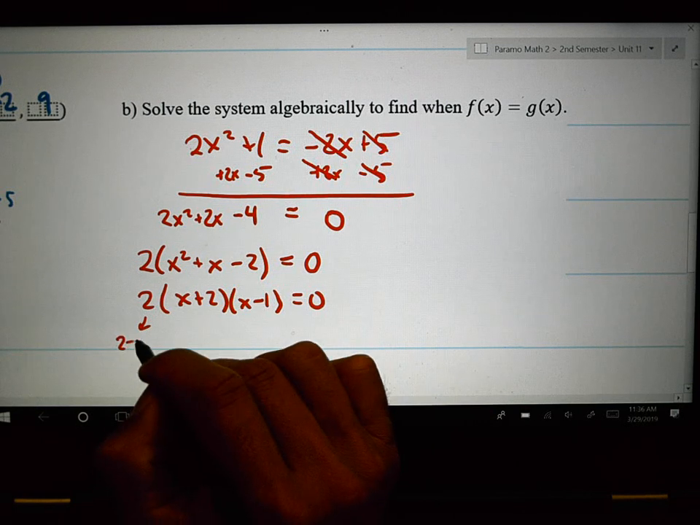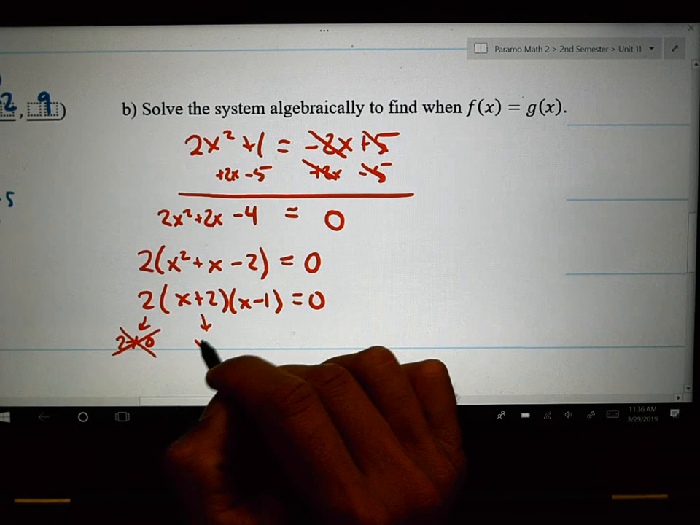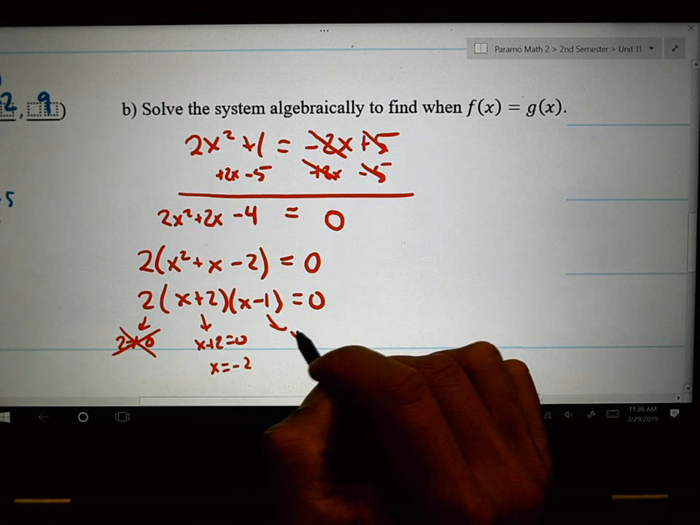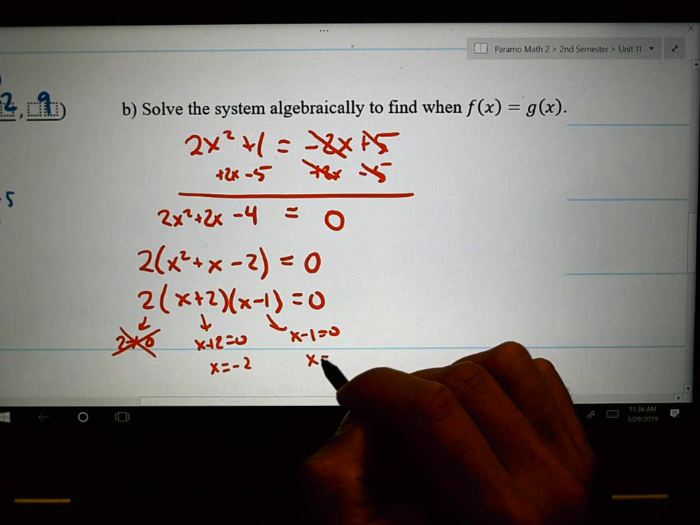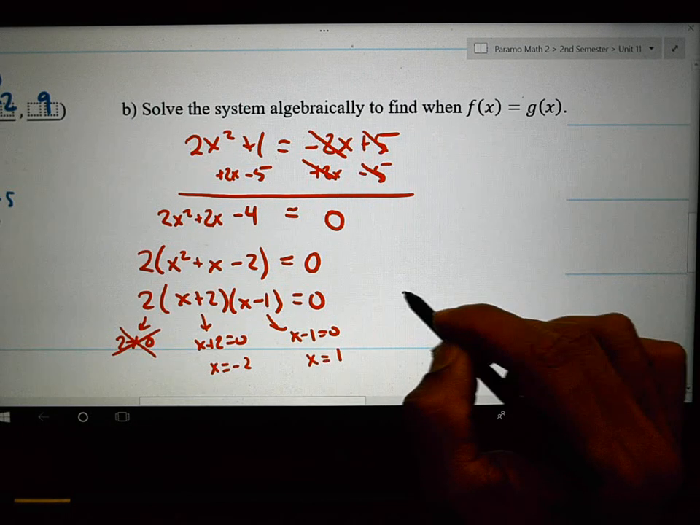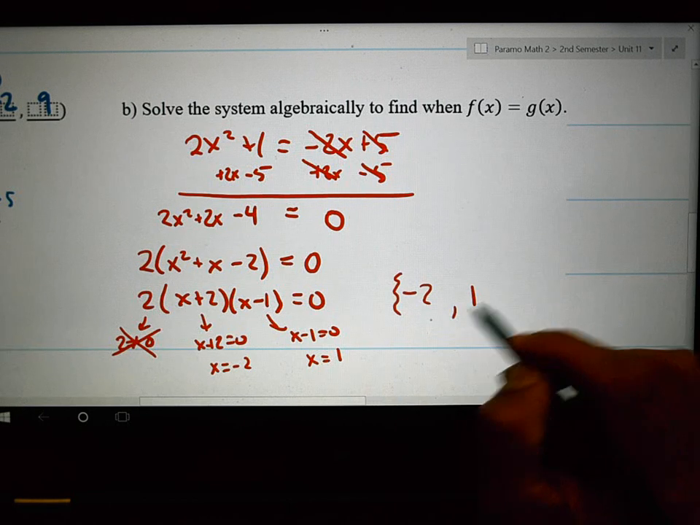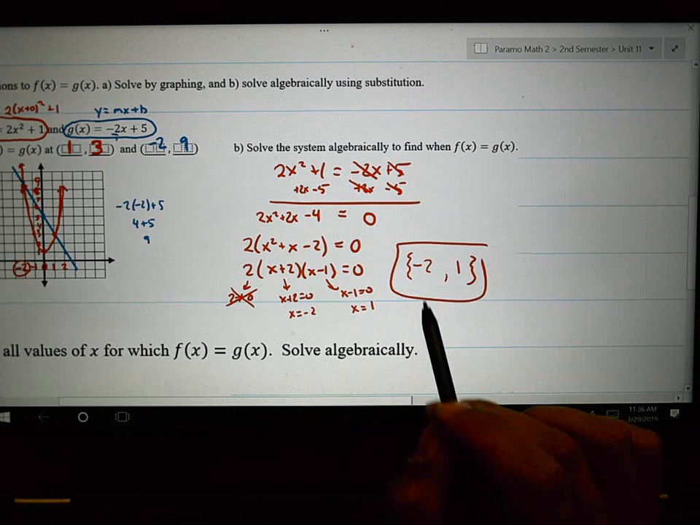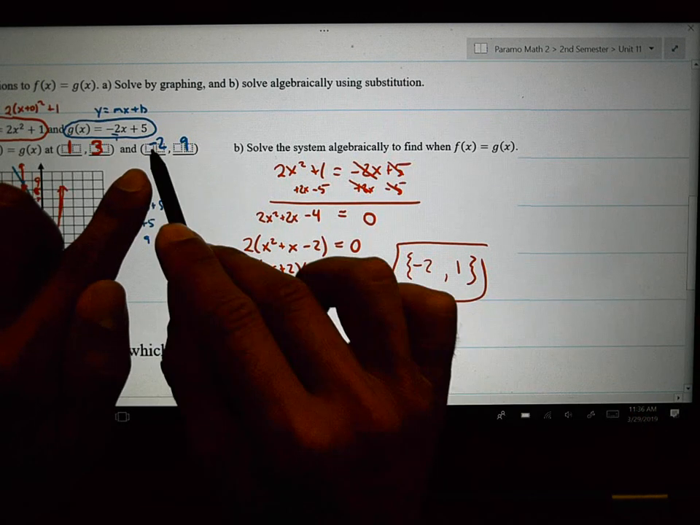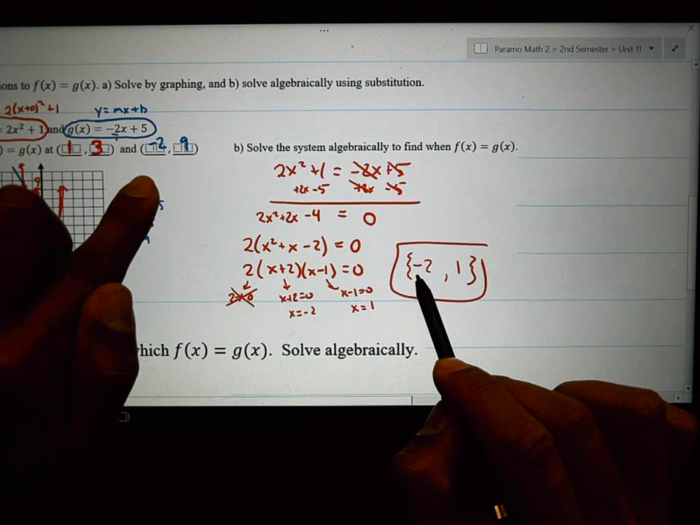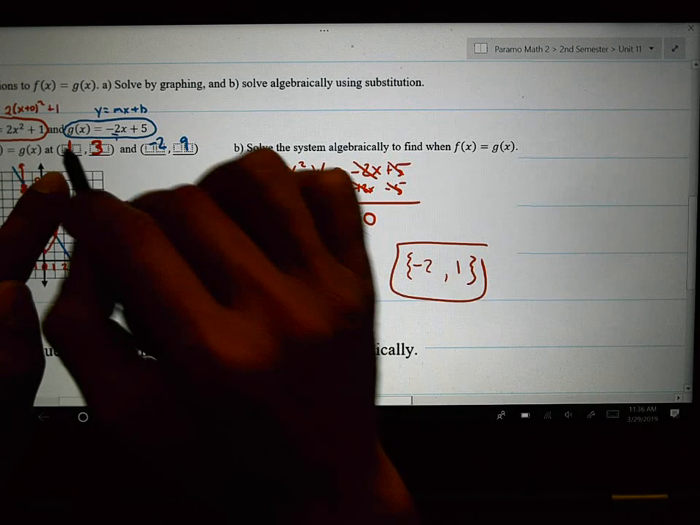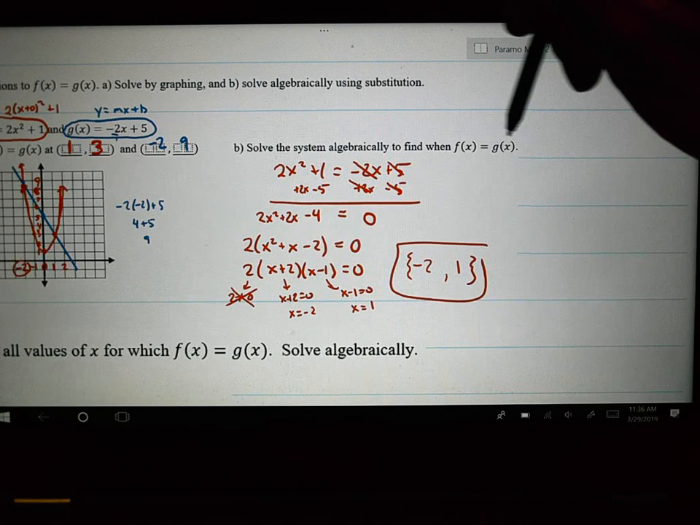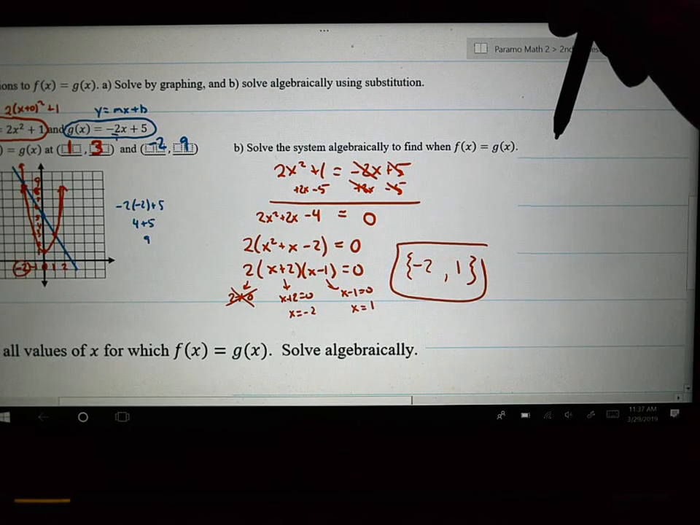That means that there's going to be some solutions here. 2 can't equal 0. That doesn't give me any solutions. But the x plus 2 can equal 0 when x is equal to -2. The x minus 1 can equal 0. It could give me a solution when x is equal to +1. So when I look at it algebraically, I know that it's going to have a solution at -2, which is what we found for the x coordinate, and +1, which is what we found for the other x coordinate. These are the x's that make this equation the same as that equation.